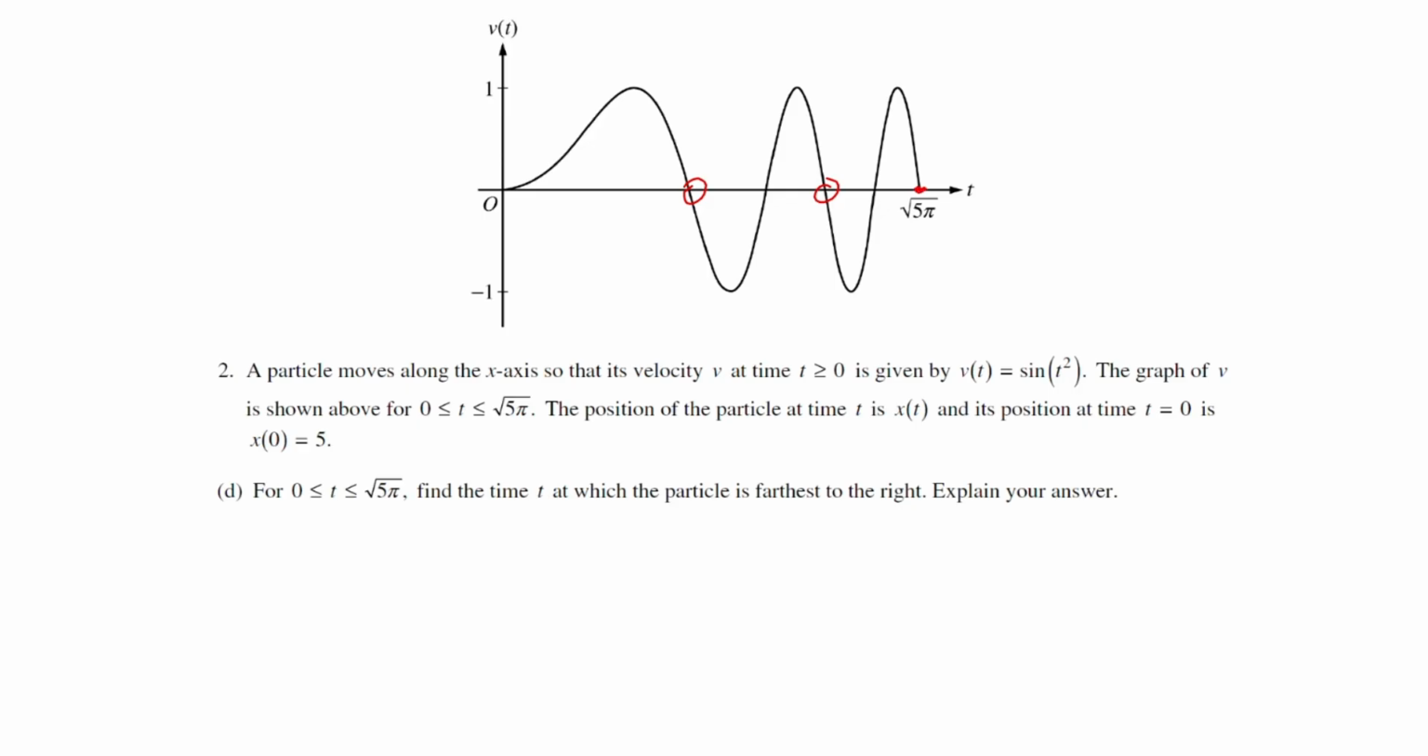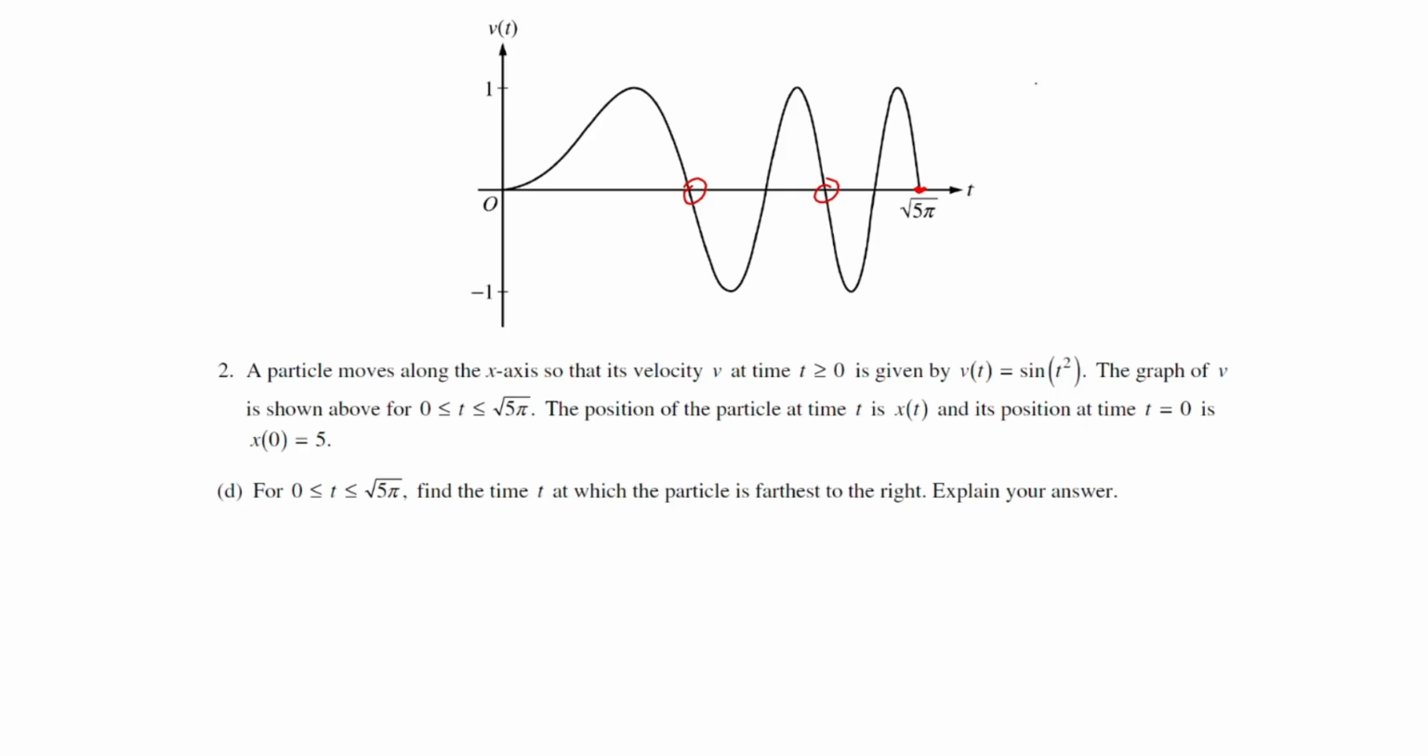Because the velocity is positive when we're above the t-axis. So those are the 3 places where the velocity stops being positive. And so we can use our calculator to find those, or we can just set the original function equal to 0. And it doesn't really matter which way you do it.